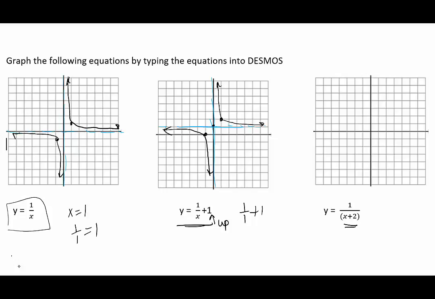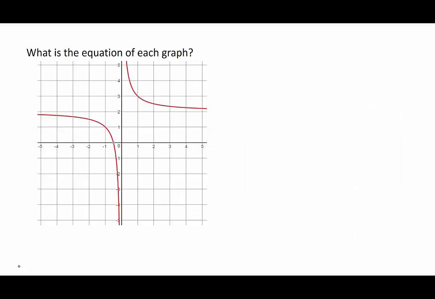Next, what happens if I put plus 2 inside the parentheses with the x? That means it's going to move 2 in the negative direction horizontally. There's my asymptotes, and now sketch the hyperbola. Okay, what is the equation of this graph? We know that it's a hyperbola. Let's figure out where the asymptotes are.